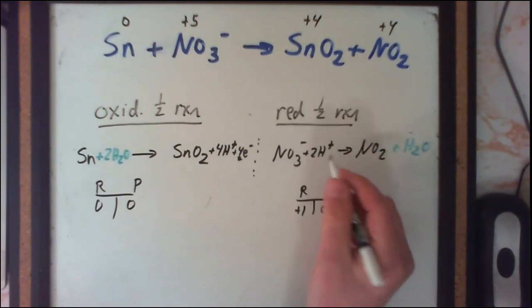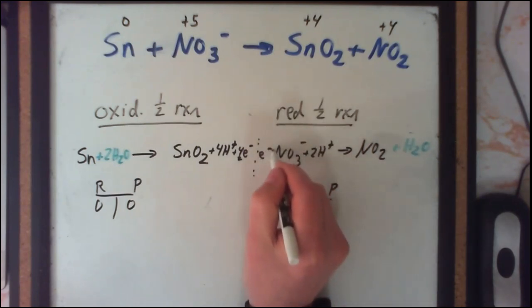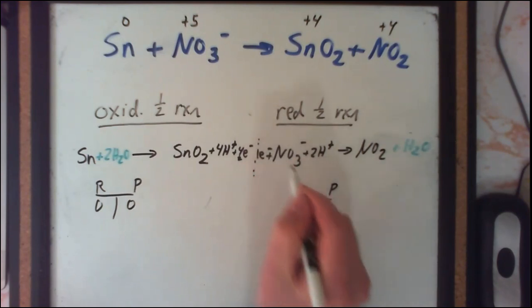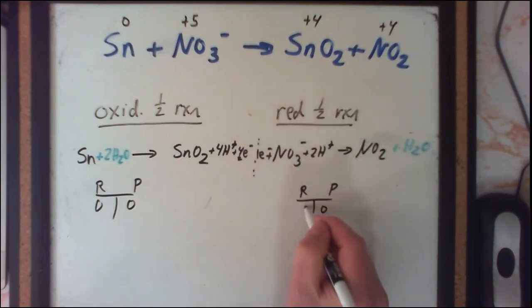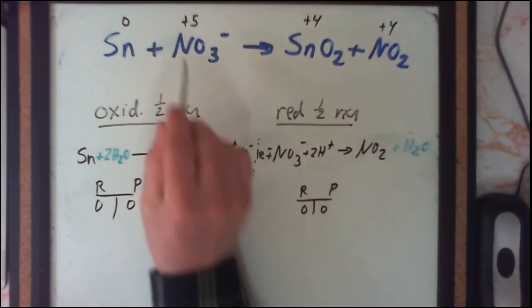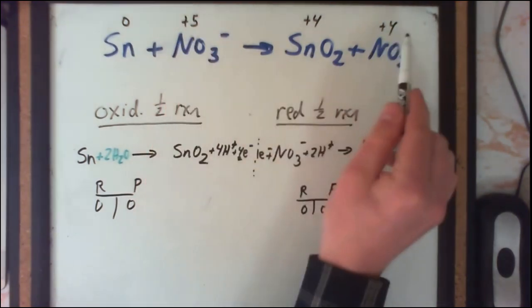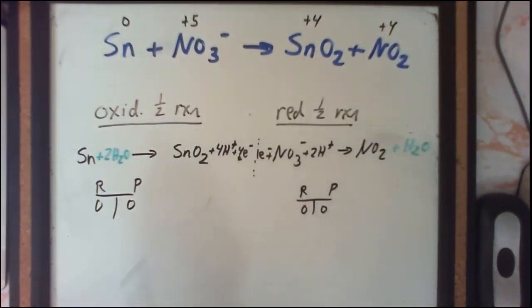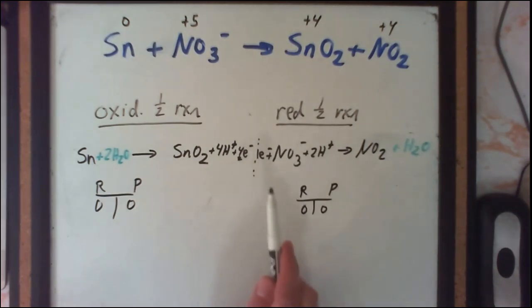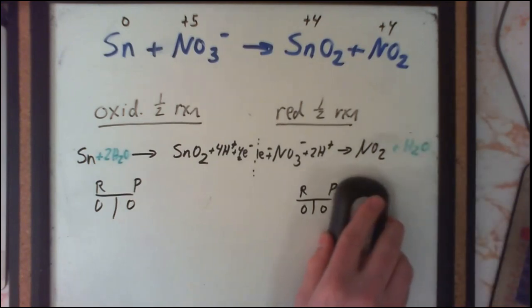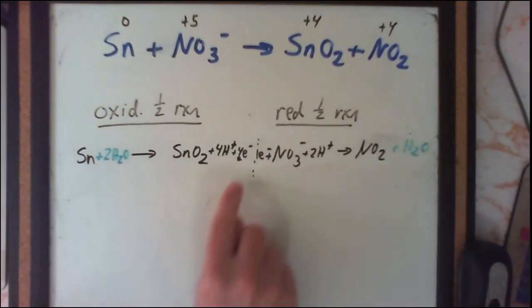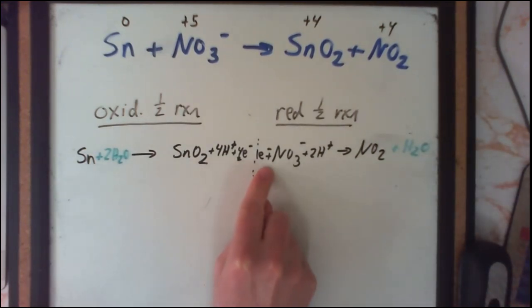I need to add an electron, and I'm going to add an electron to the reactant side to bring this down to 0 as well. And that should make sense because notice that nitrogen went from +4.5 to +4, a difference of exactly 1 electron. Before I recombine these, I now have 2 mass and charge balanced half reactions. Before I recombine them, I have to make sure that this number is the same as this number.